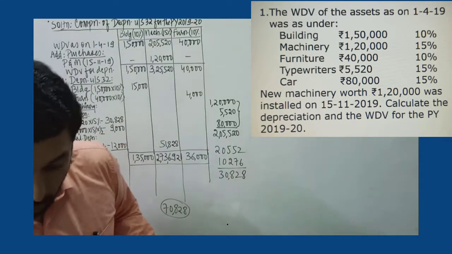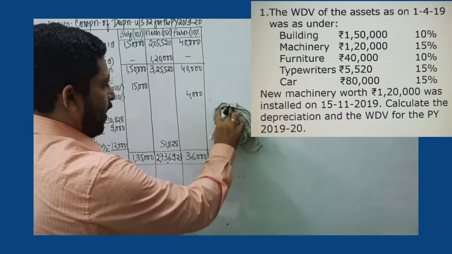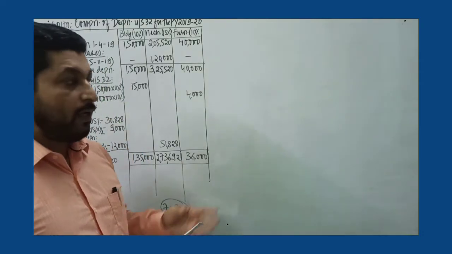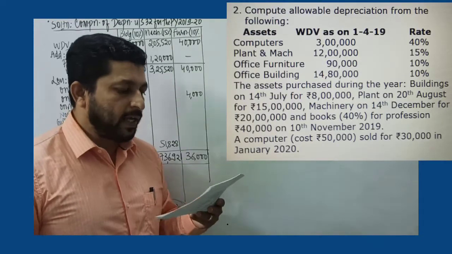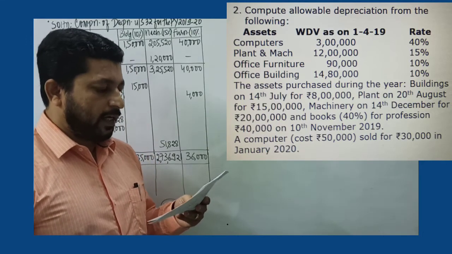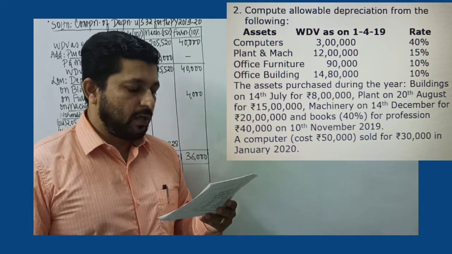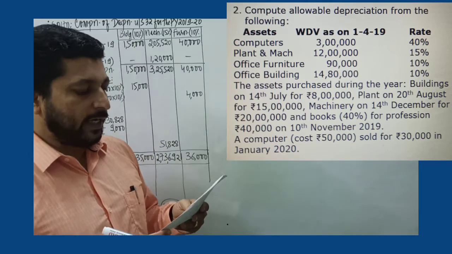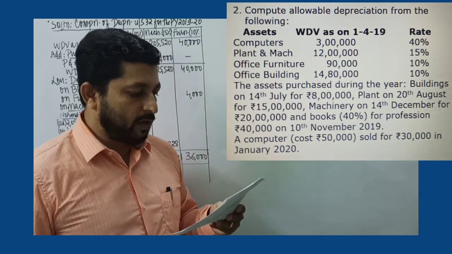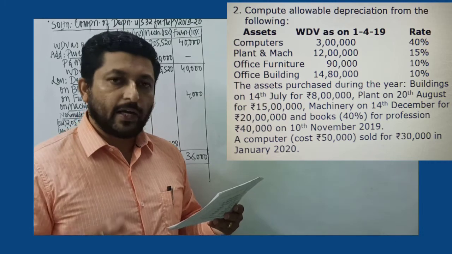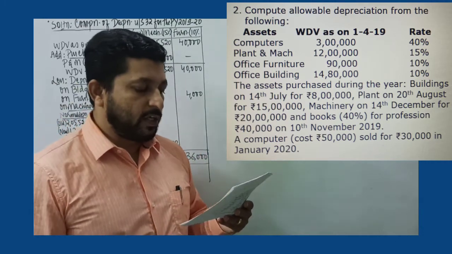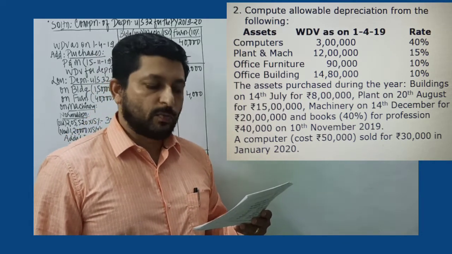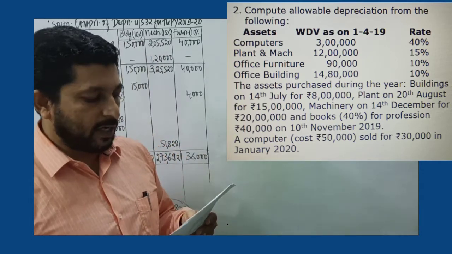So this is about the first problem on depreciation as well as additional depreciation. Let's move to the second problem. Compute allowable depreciation from the following. Assets are given: computers, plant and machinery, office furniture, office building. Then you are given WDV as on 1st of April 19, 3 lakh rupees, 40% rate for computer. Plant and machinery, 12 lakh, rate of depreciation is 15%. Office furniture, written down value is 90,000, depreciation rate is 10%.